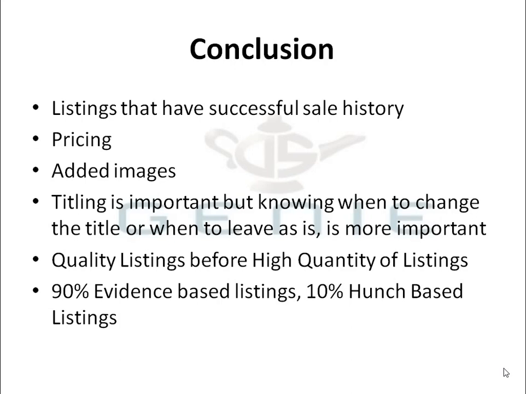You want more quality listings than quantity. I see a lot of people that keep listing and not worrying about the quality. That has a number of effects, and I'll get into that later, but you want to ensure that you have more quality instead of quantity. And generally speaking, I personally try to have at least a minimum of 90% evidence-based listing and a maximum of 10% hunch-based listings. Because evidence-based listings, you could more or less control your sales destiny.